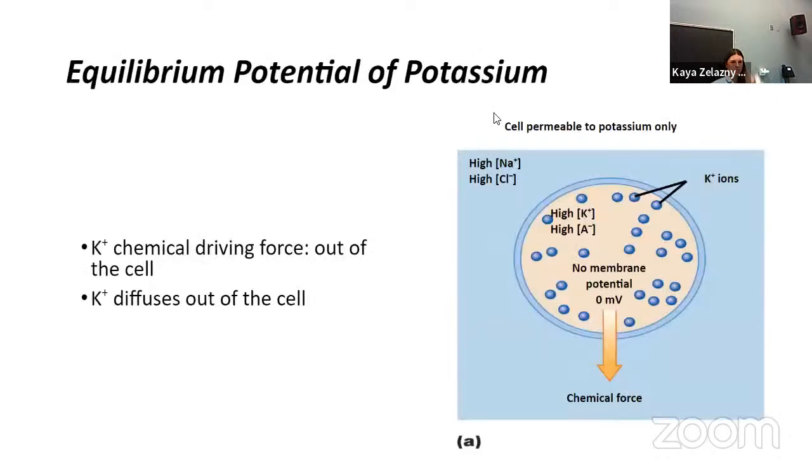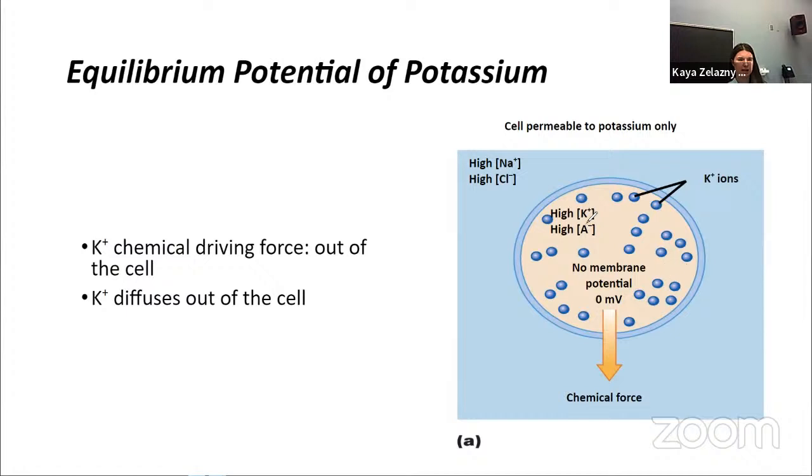Okay. So here we're separating out just the chemical driving force for the potassium. Our chemical driving force for the potassium is out because we have high potassium inside and low potassium outside. In this case, we didn't even draw any on here. So our CDF is out. And because we have a membrane potential of 0 on this cell, because this is like our starter cell, there's no electrical driving force at all. So that CDF is the whole sum of the forces.